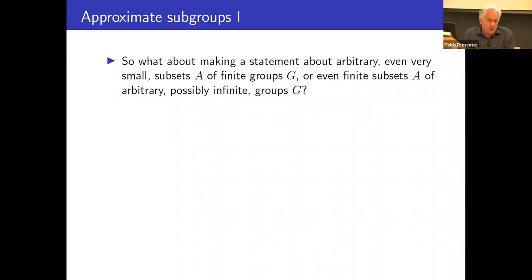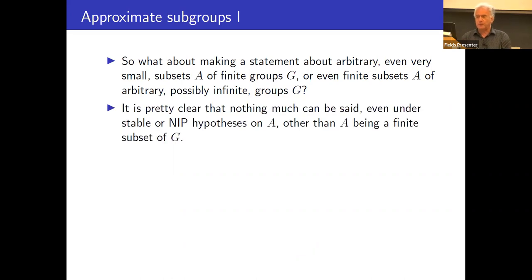Or, once A is small, G need not even be finite. It could be an infinite group. So what about the regime where you want to say something meaningful about pairs (G, A), where G is an arbitrary group and A is an arbitrary finite subset? Okay, that's the pre-approximate subgroup regime.